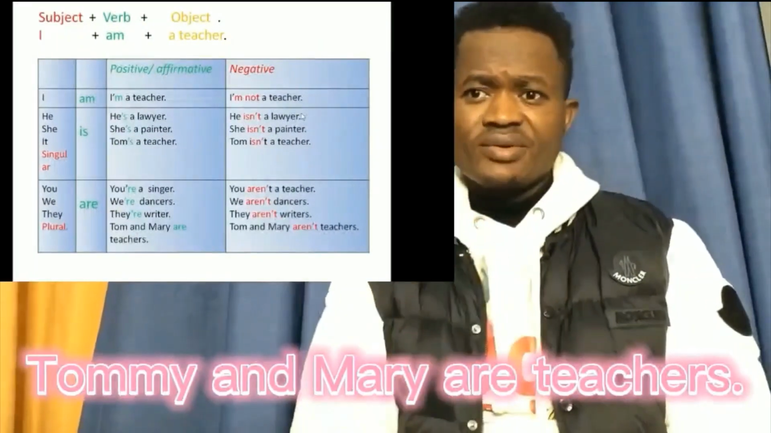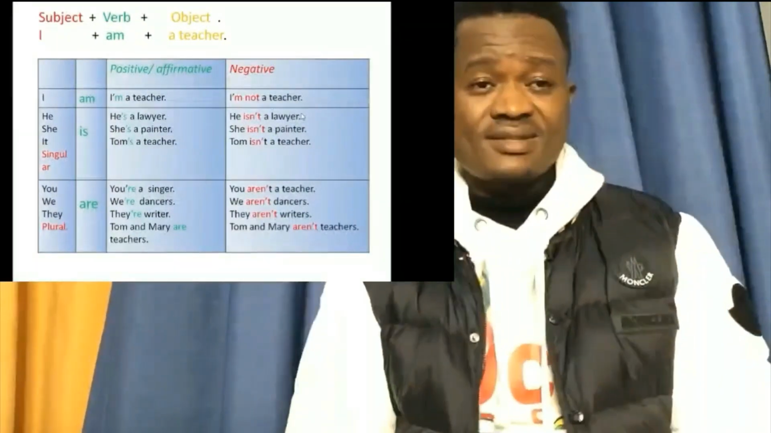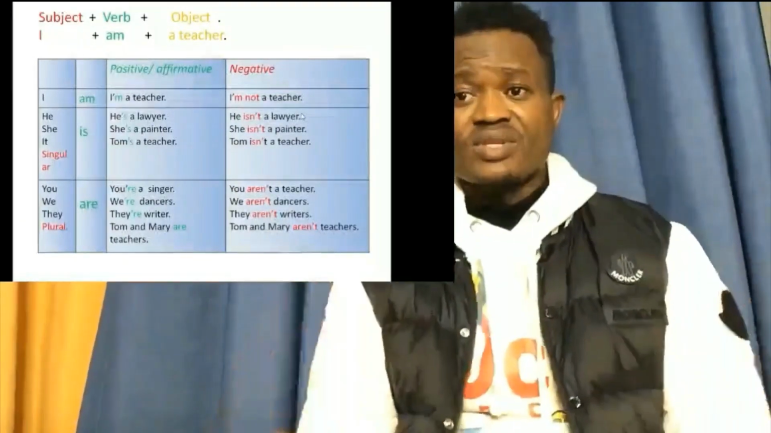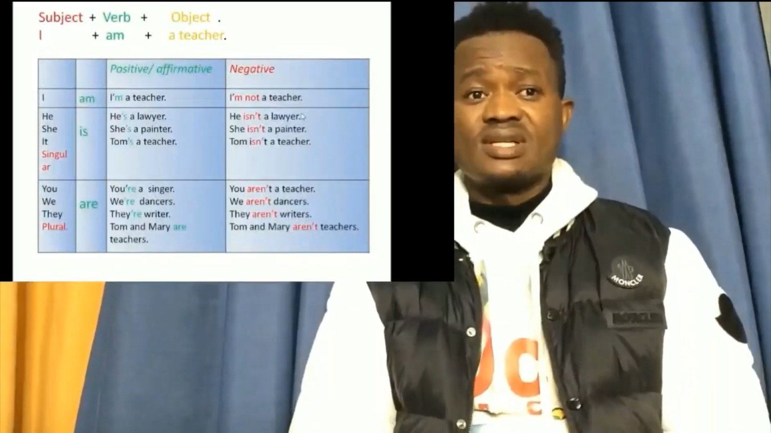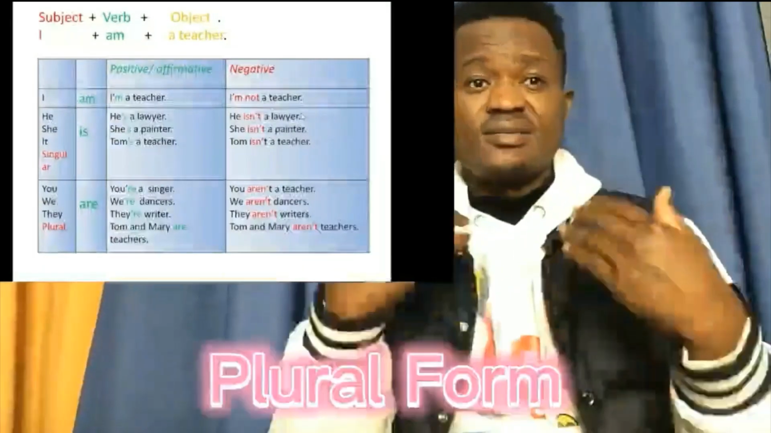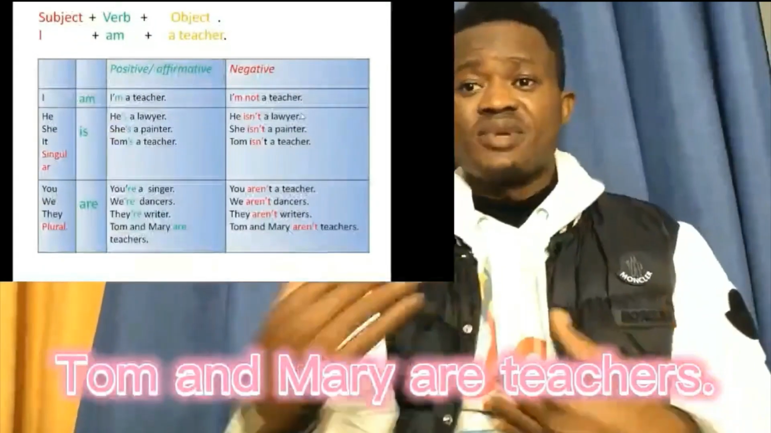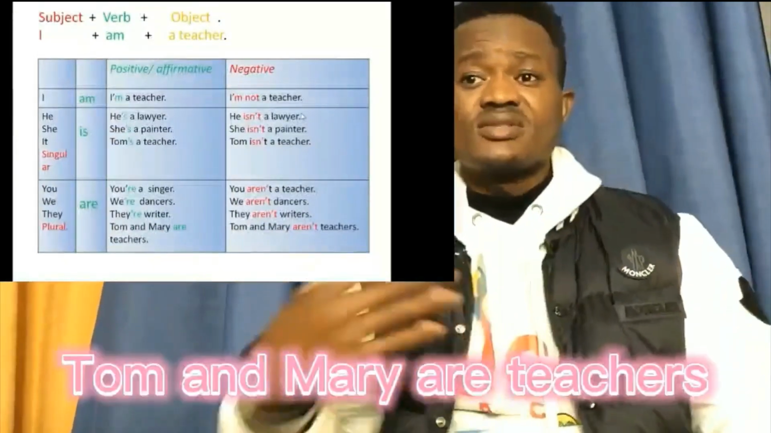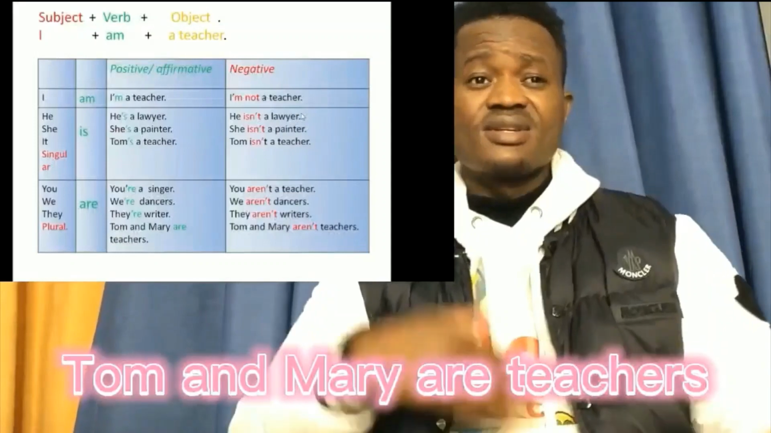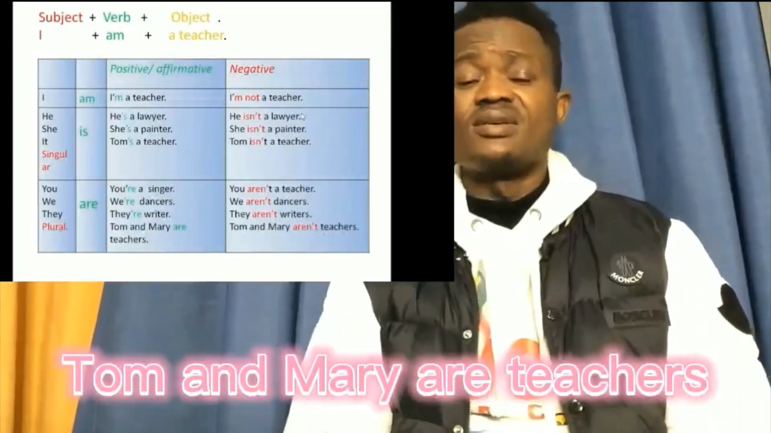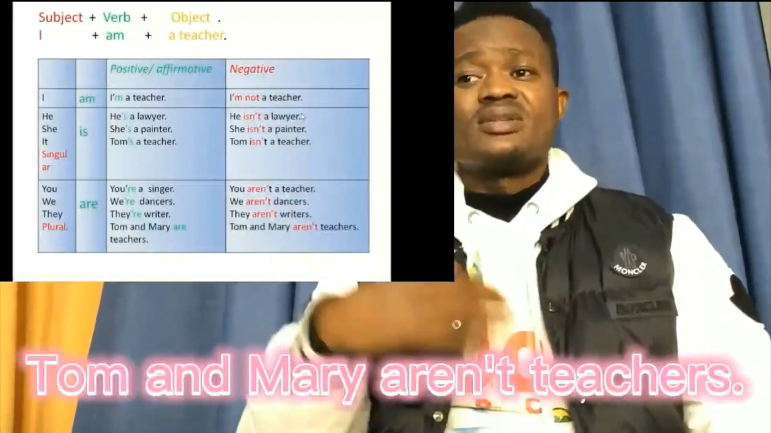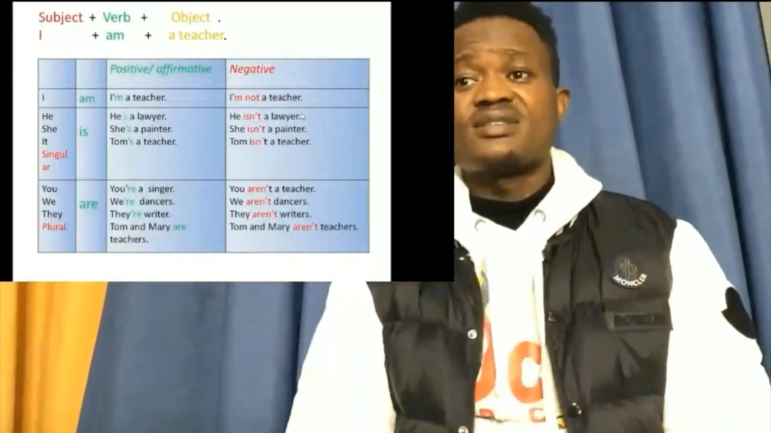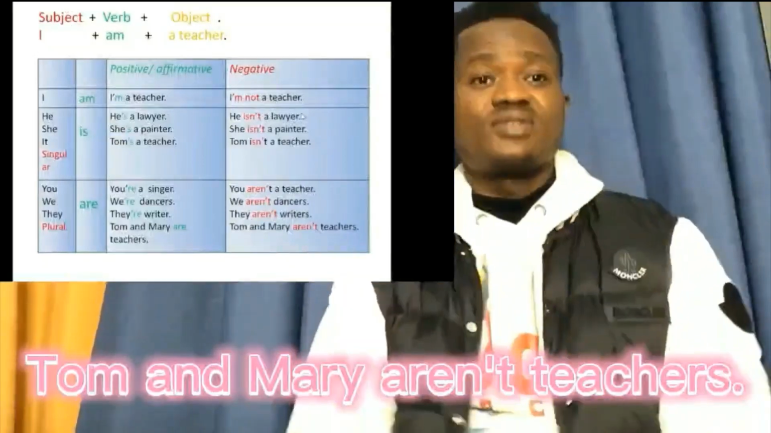Tommy and Mary are teachers. So we see the conjunction here, and. So we are talking about two people here. So is it in plural form? So Tom and Mary are teachers. If we say it fast, it's Tom and Mary are teachers. So the negative form has to be Tom and Mary aren't teachers. Faster, Tom and Mary aren't teachers.